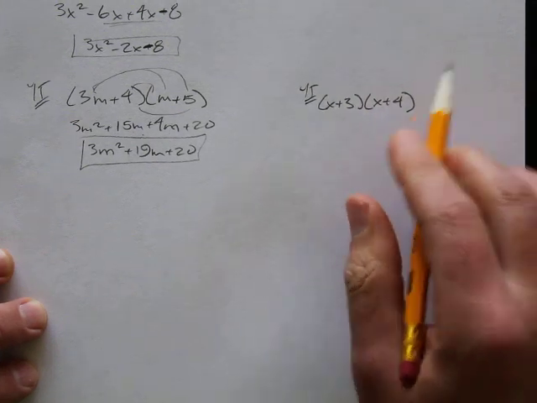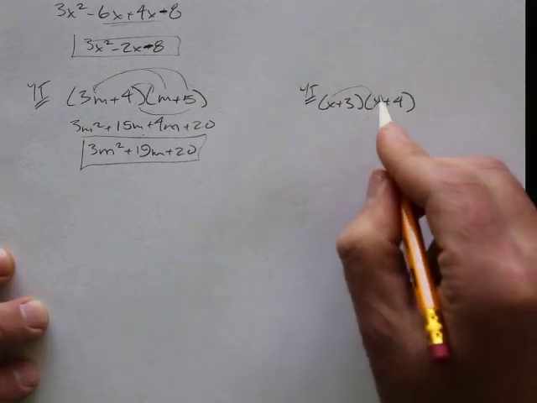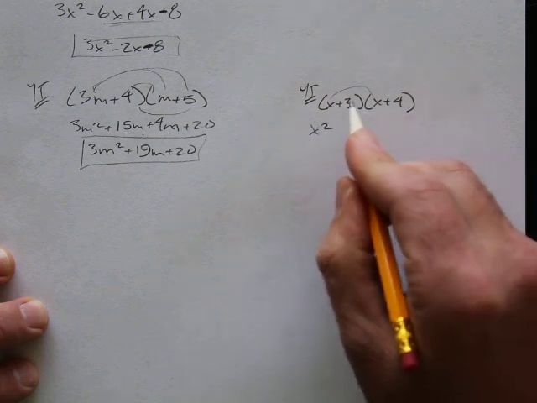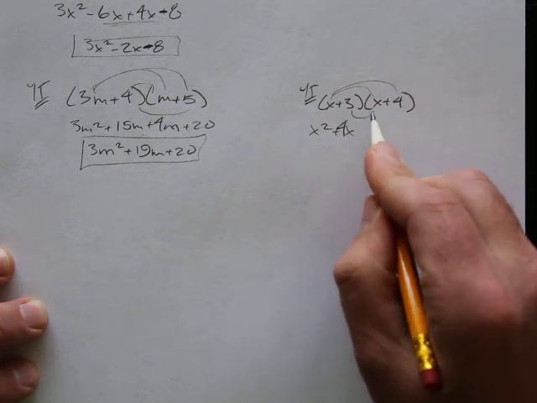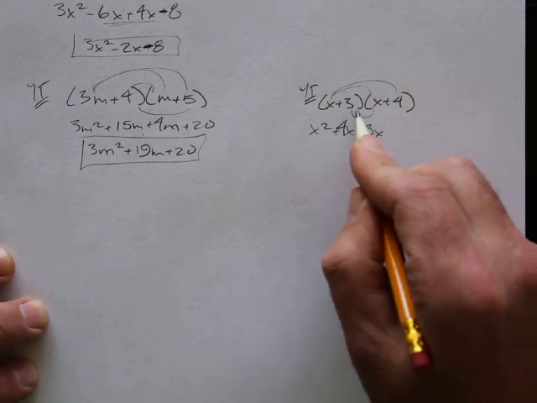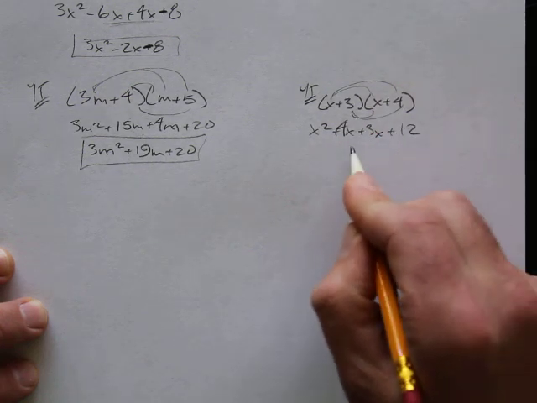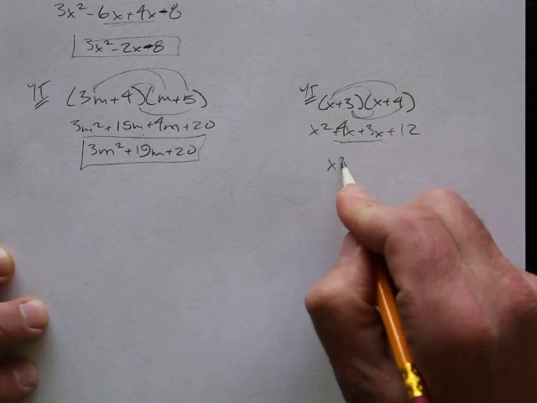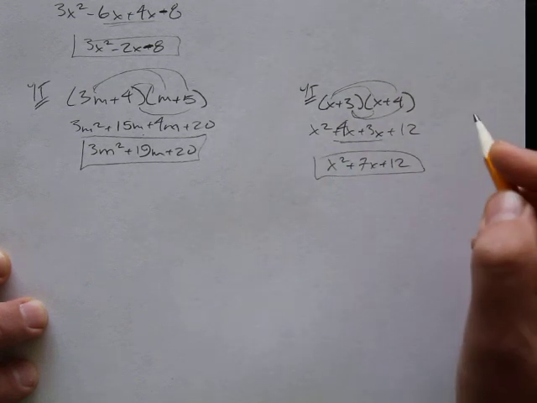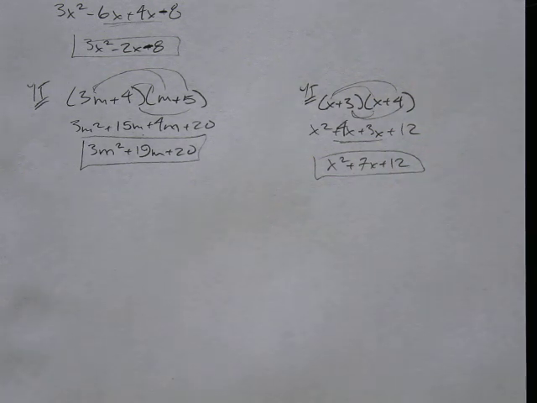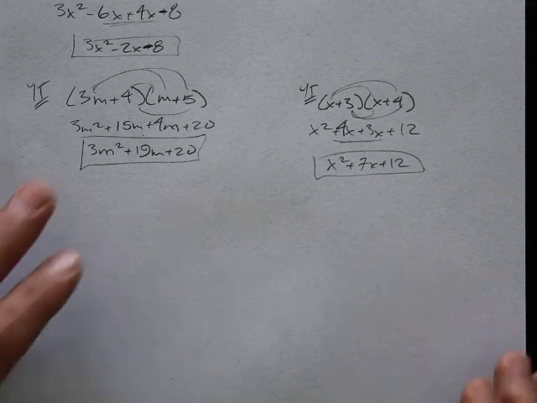Now let's look at this one over here on the right. x squared plus 4x plus 3x plus 12. Combine these like terms. x squared plus 7x plus 12. All right, we've had enough FOIL. Let's use the distributive property now.